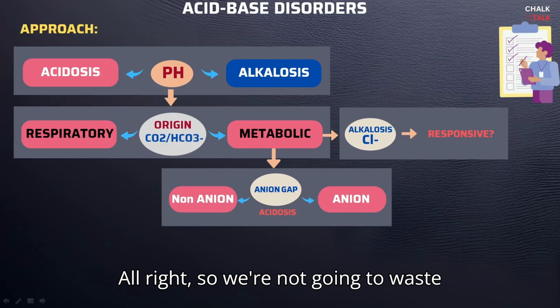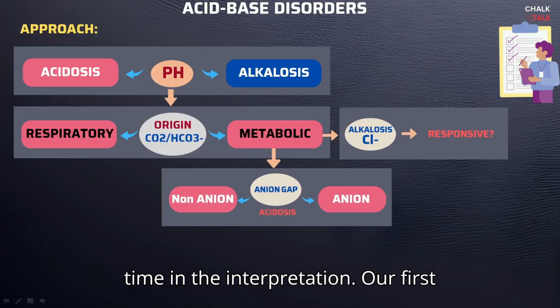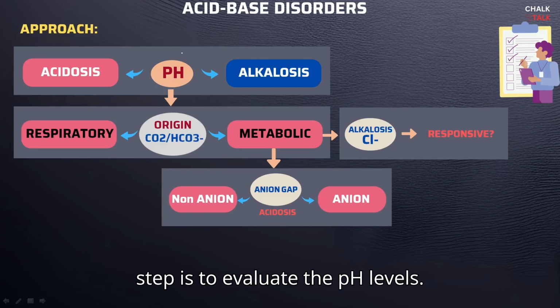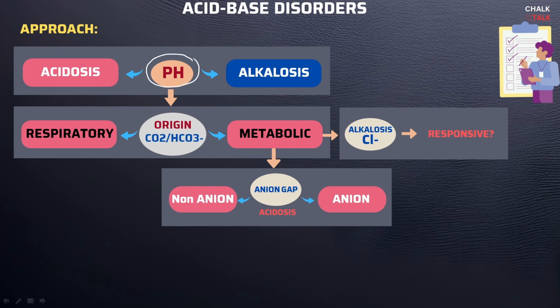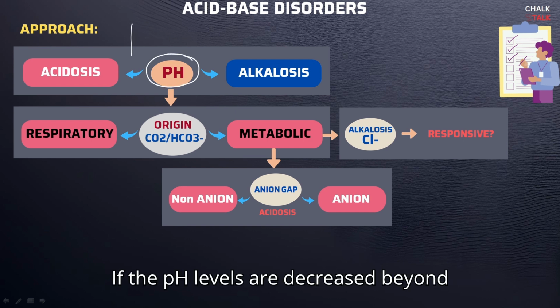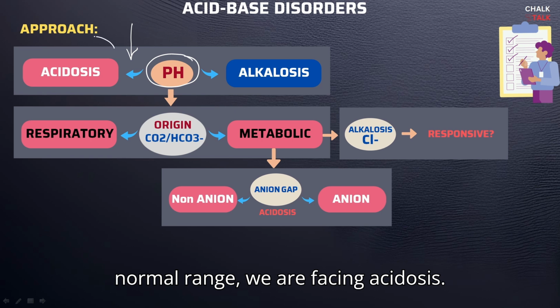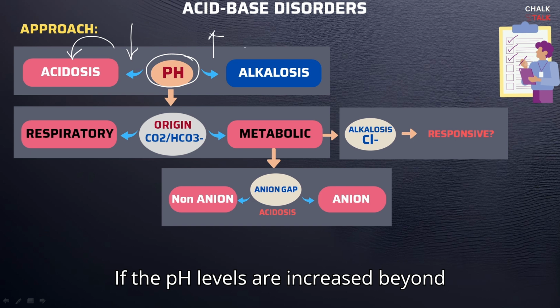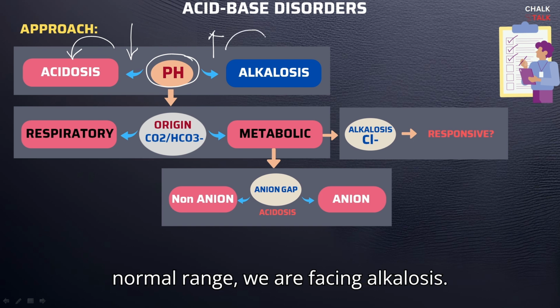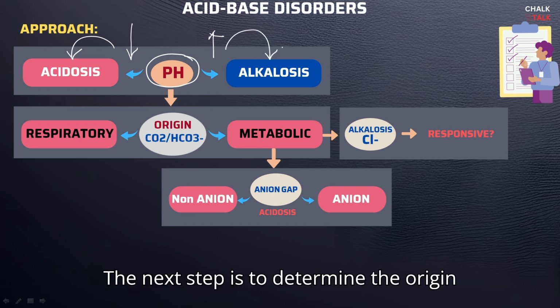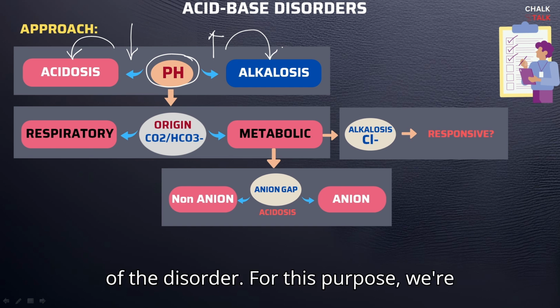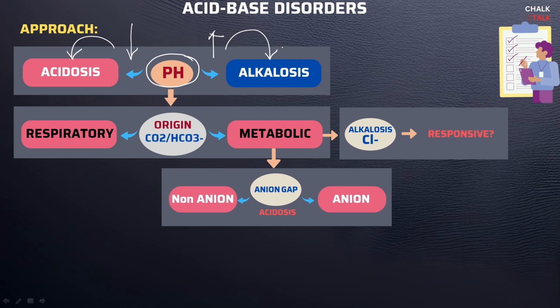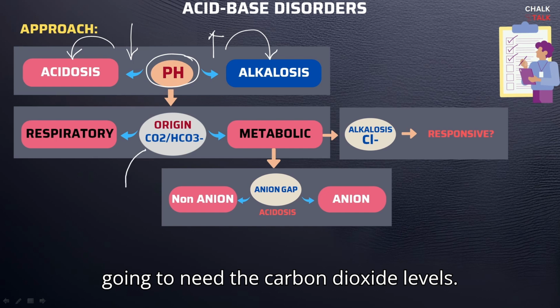All right, so we're not going to waste time in the interpretation. Our first step is to evaluate the pH levels. If the pH levels are decreased beyond normal range, we are facing acidosis. If the pH levels are increased beyond normal range, we are facing alkalosis. The next step is to determine the origin of the disorder. For this purpose, we're going to need the carbon dioxide levels.